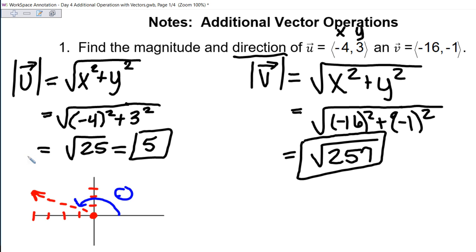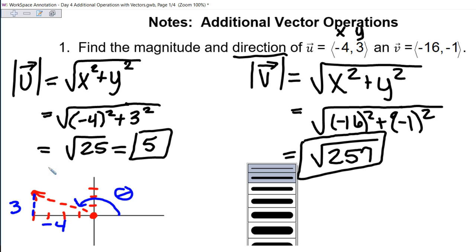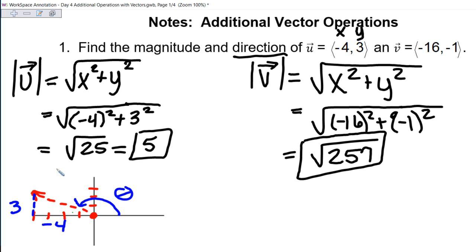If I turn this vector into a right triangle, what is this side length? -4. And what is the height? 3. I'm not going to use theta here because I'm using theta to represent the angle in standard position. So let's call that smaller angle alpha. Kind of looks like a fish, alpha. Or it kind of looks like an A for alpha.